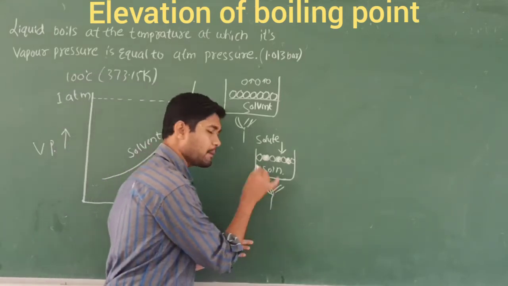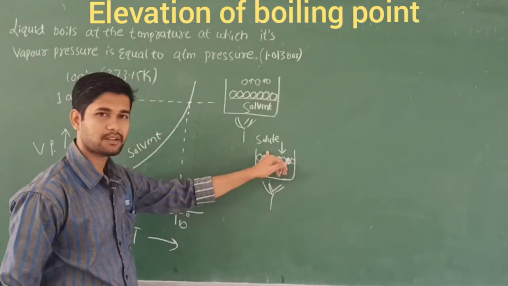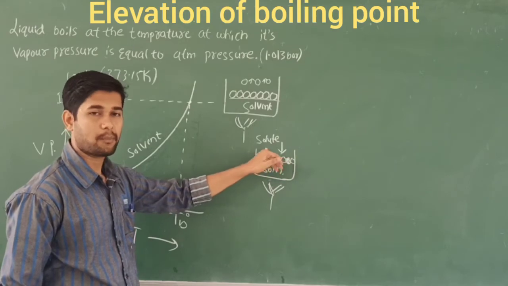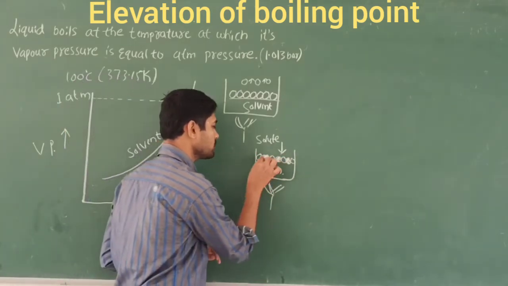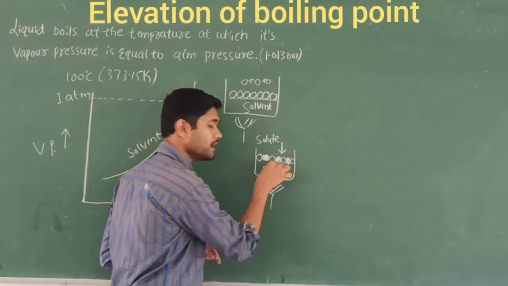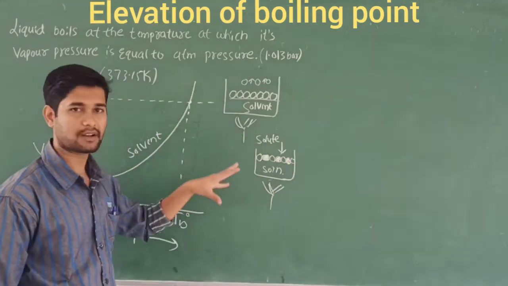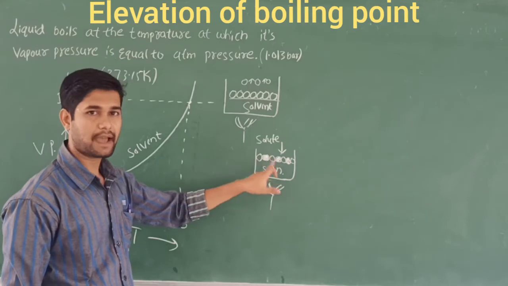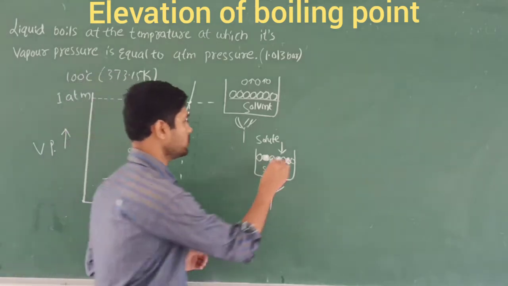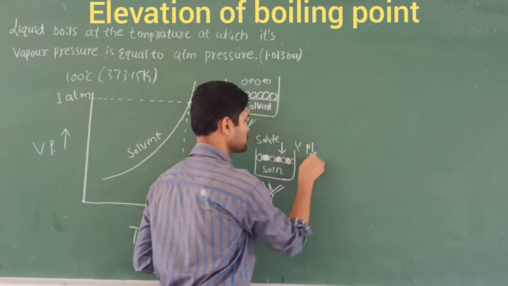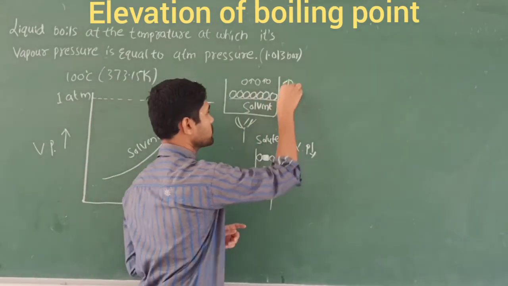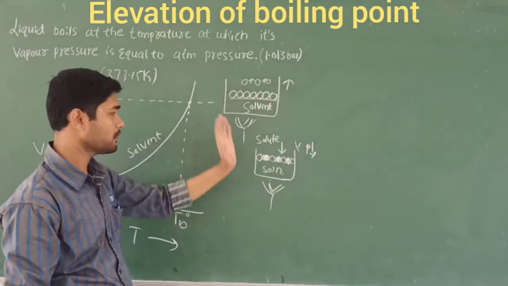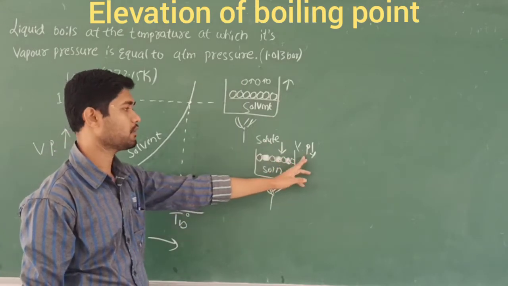When you increase the temperature, the vapor pressure takes more time, I mean the vapor pressure decreases. Why does it decrease? Because of the solute particles which are immersed in the solution. The vapor pressure decreases compared to the solvent. The solvent vapor pressure increases because I am not adding any solute here, but I am adding some solute here. That's why the vapor pressure decreases.